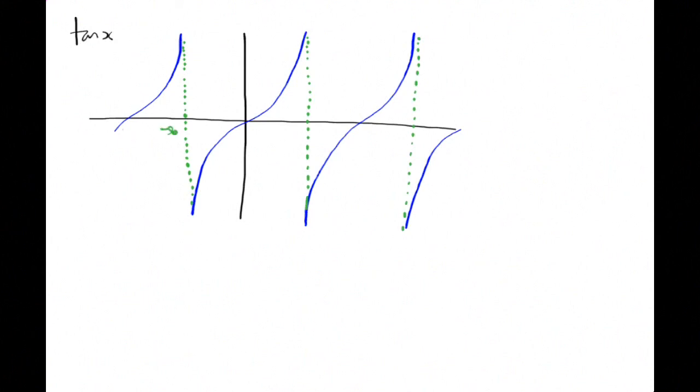Again, it's every 90 that's important with these. So the asymptotes are at minus 90, 90, 270. And it cuts the axes at minus 180, 0, 180, 360.